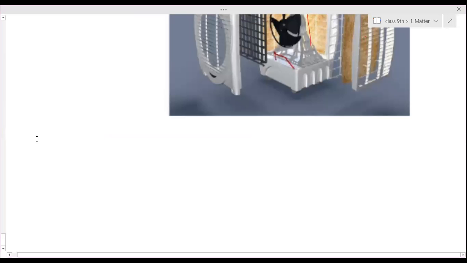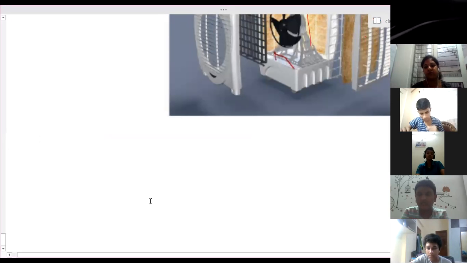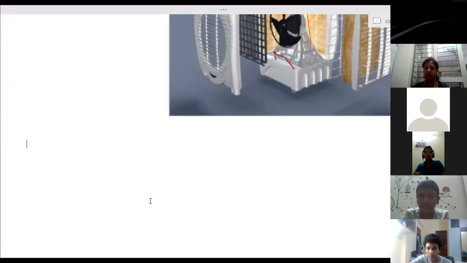Okay. So now evaporation, anyone has any doubt? Any doubt in the evaporation part or what has been done till now? Anyone has any doubt? No, ma'am. Everything clear? Yes, ma'am.